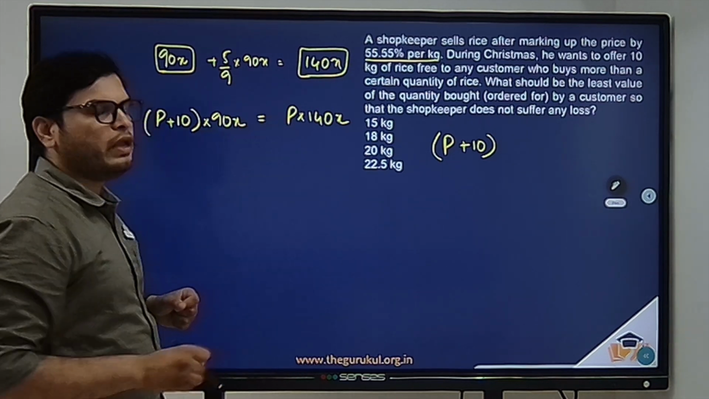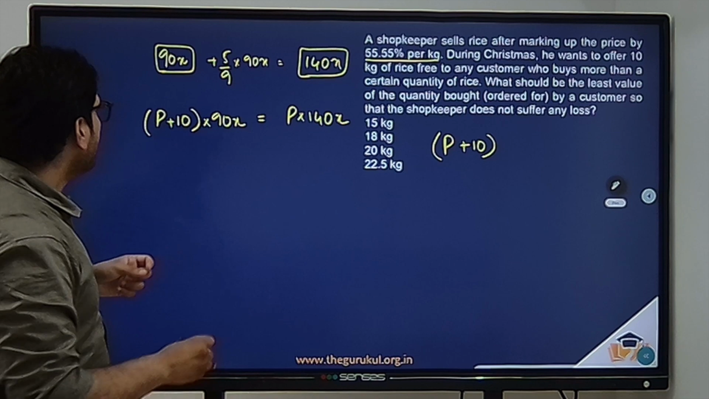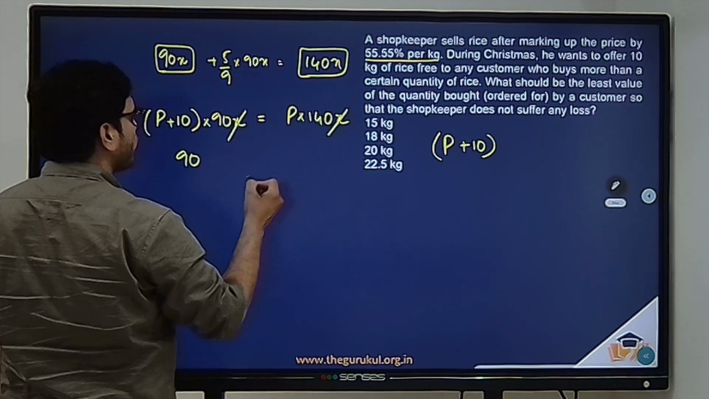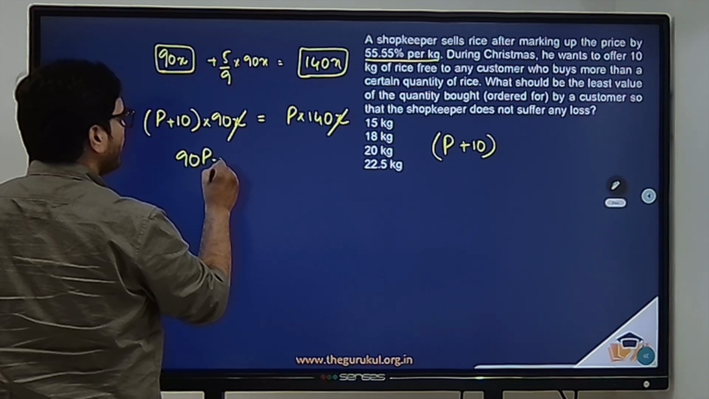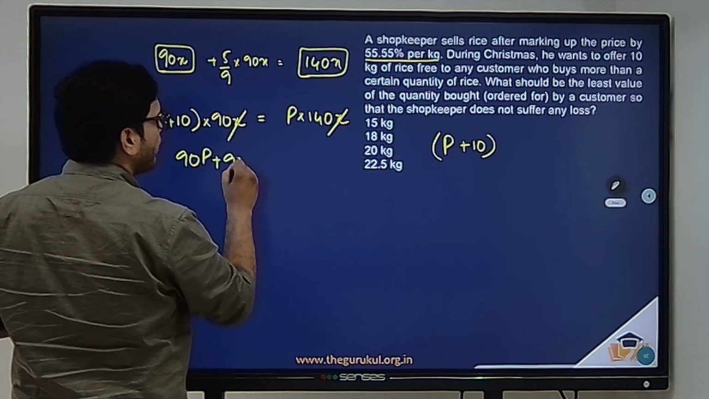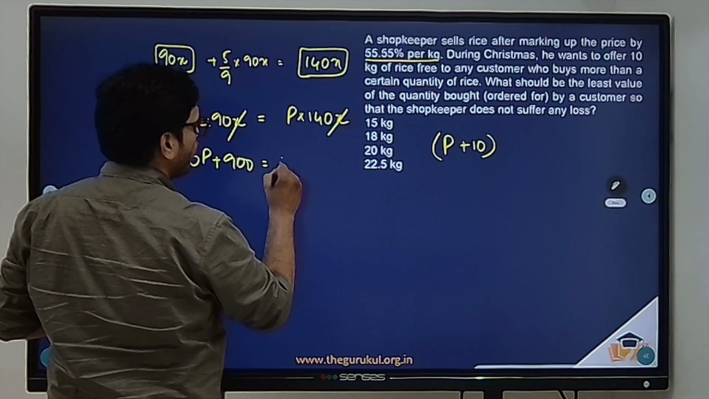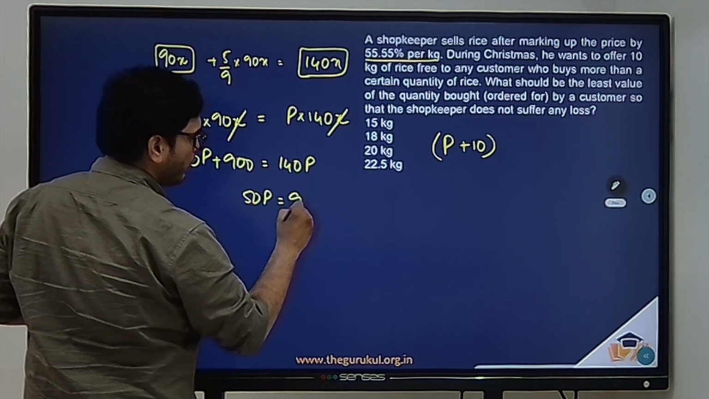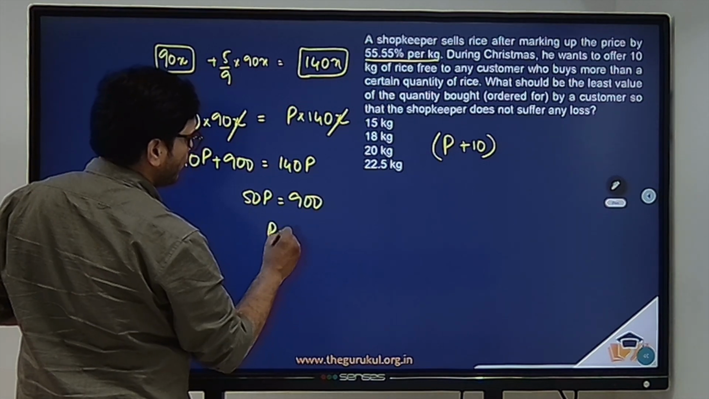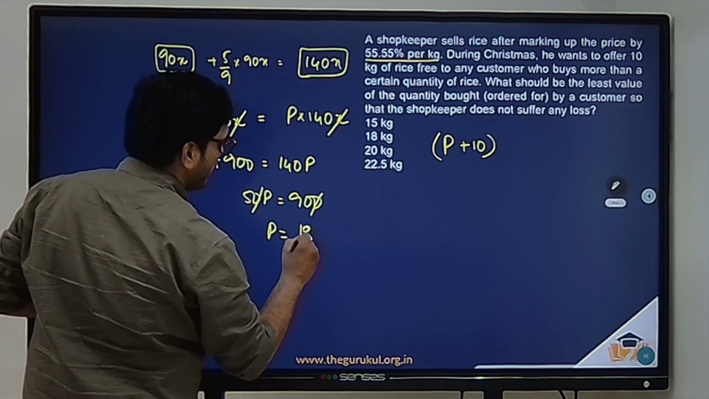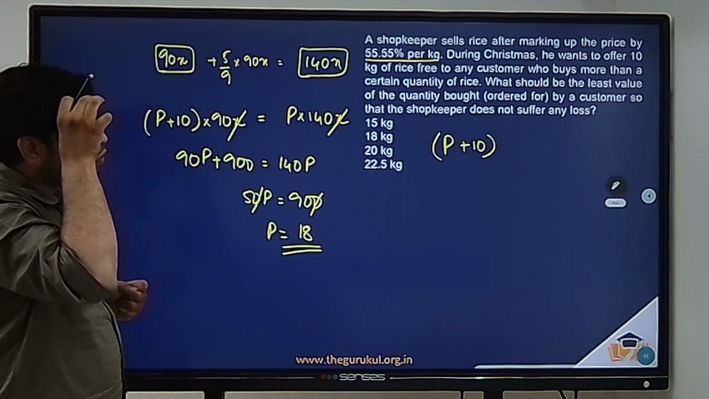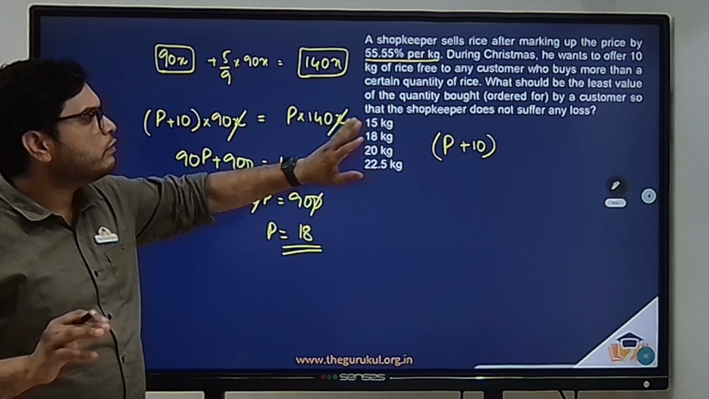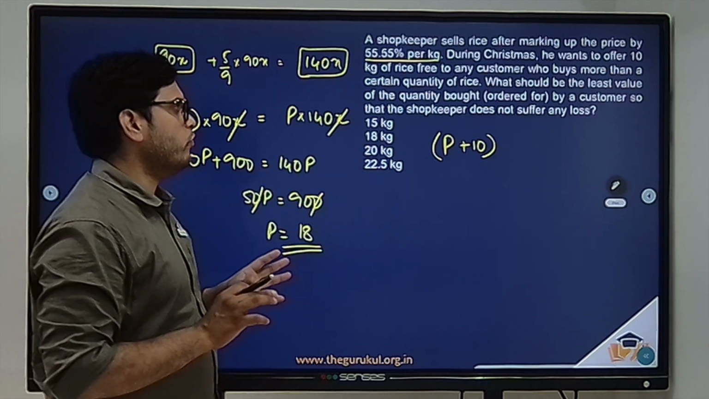So, these two should be equal, right? So, P plus 10 into 90, or I can cancel x on both sides. Then we have 90p plus 900 is equal to 140p. So 50p is equal to 900, or p is equal to 90 by 5, which is 18 kgs. So if any customer buys exactly 18 kgs of rice, then the shopkeeper does not suffer any loss.